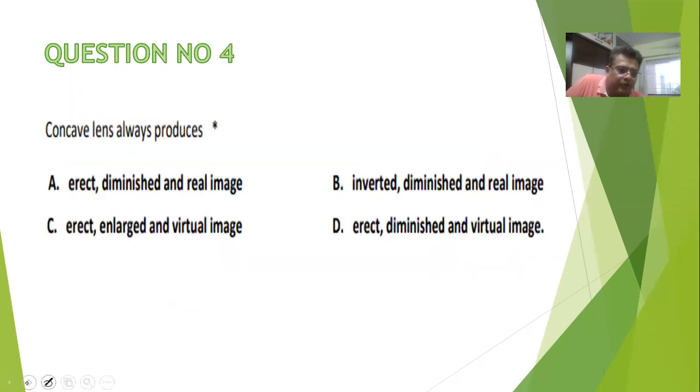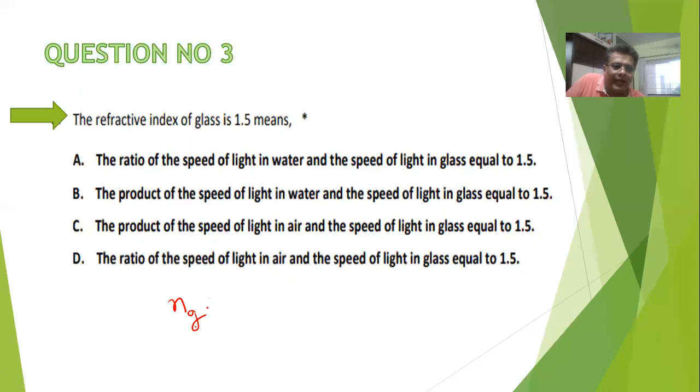One minute, I'll just go back to the first question. Ng is equal to VA, I will tell you what is VA. VA divided by VG.